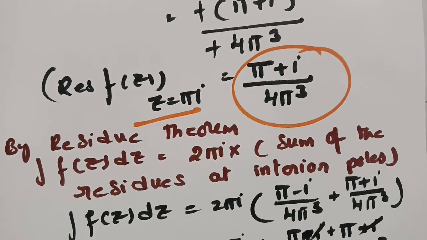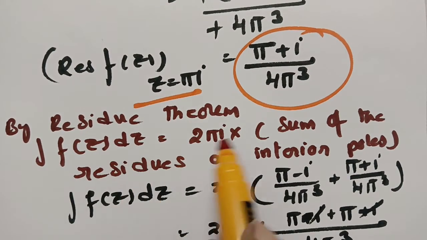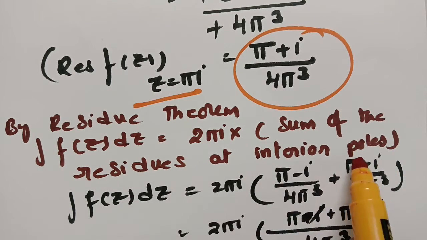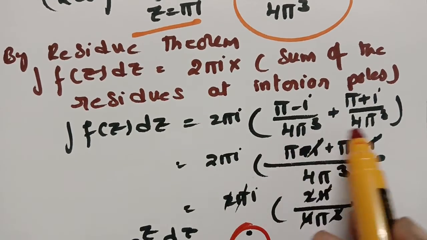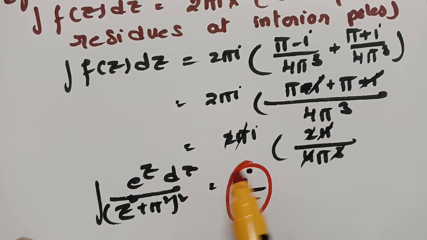And therefore, according to our residue theorem, the integral of f of z dz is equal to 2 pi I times the sum of the residues at interior poles. After adding these two residues, we got the final answer as I by pi. This is how we have to solve.